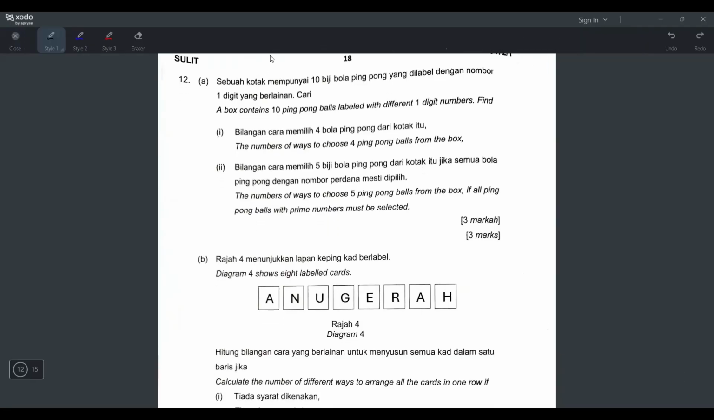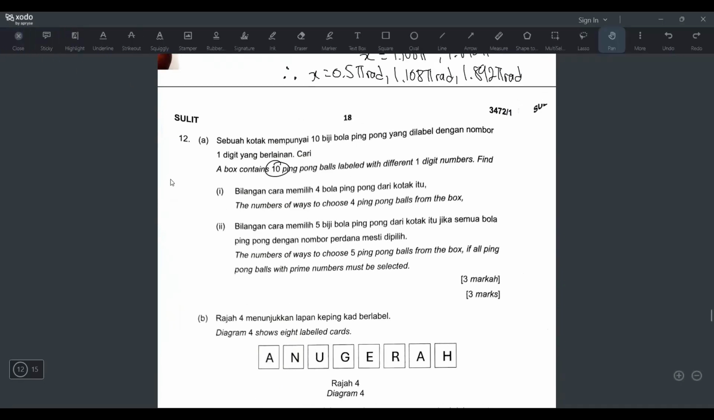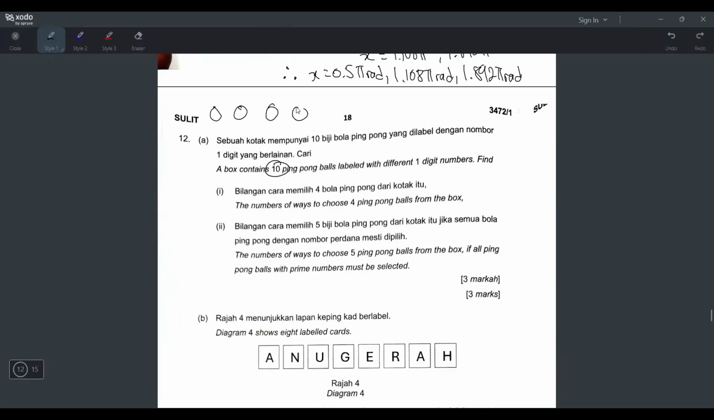Okay, let's do number 12. So this is the last question in section A. Okay, and then we will move on to section B. Okay, 12A. A box contains 10 ping pong balls labeled with different one-digit numbers. Okay, to let you imagine it better, I will draw it out for you. 1 ball, 2 balls, 3, 4, 5, 6, 7, 8, 9, 10 balls. And all the balls are labeled with different one-digit numbers. So, one-digit numbers: 1, 2, 3, 4, 5, 6, 7, 8, 9, and this must be 0.